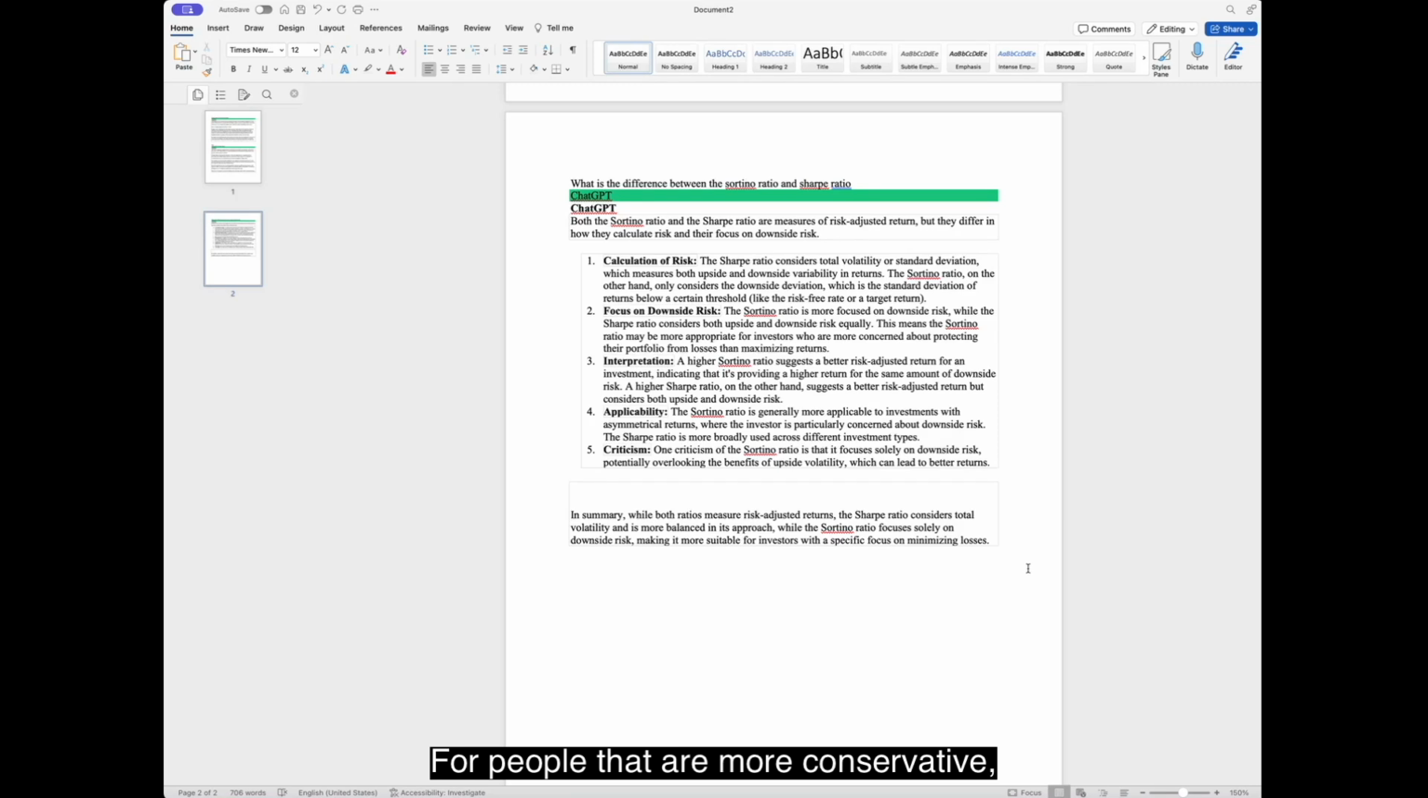For people that are more conservative, the Sortino ratio is more appropriate to use than the Sharpe ratio, because the Sharpe ratio measures volatility to the upside and to the downside, and the Sortino ratio mainly focuses on pain to the downside. In both cases, a higher Sharpe ratio is preferred, and in both cases, a higher Sortino ratio is preferred.